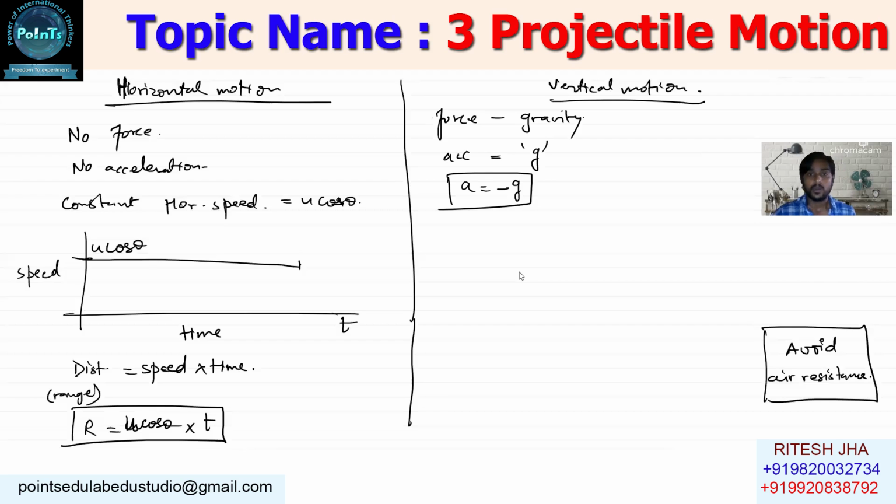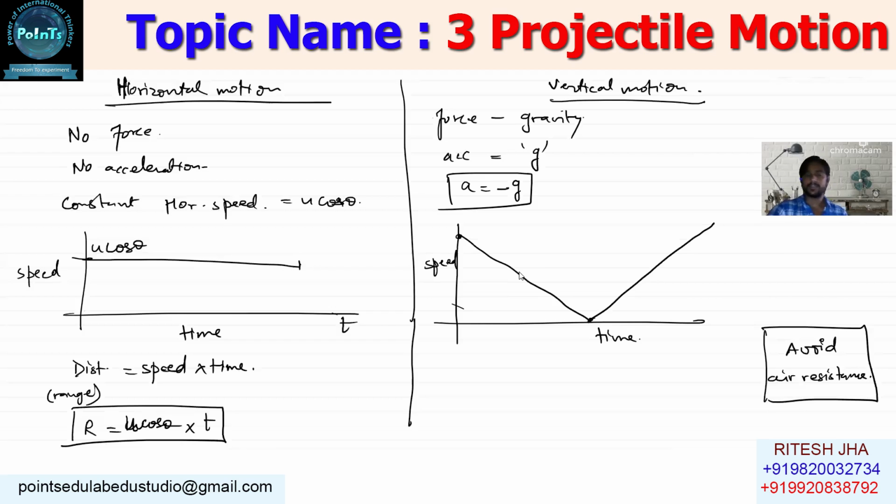If you talk about the speed versus time graph for this, it will have some high speed, it reaches 0, and then it further continues like this. This is the highest point, because it loses all the initial speed and then accelerates because of gravity.